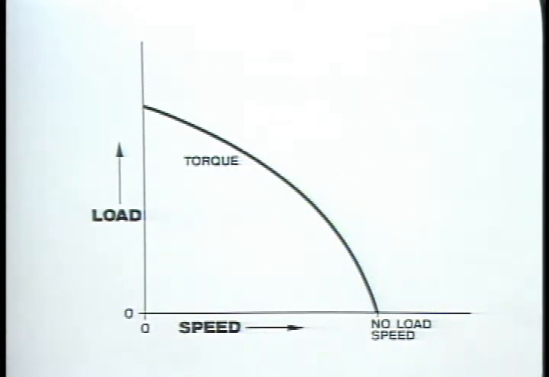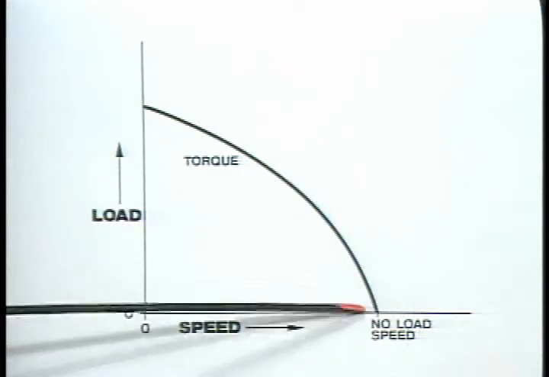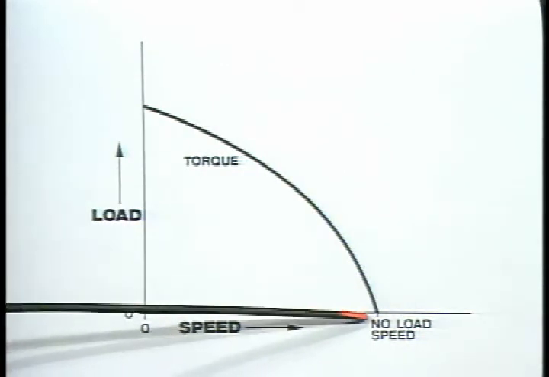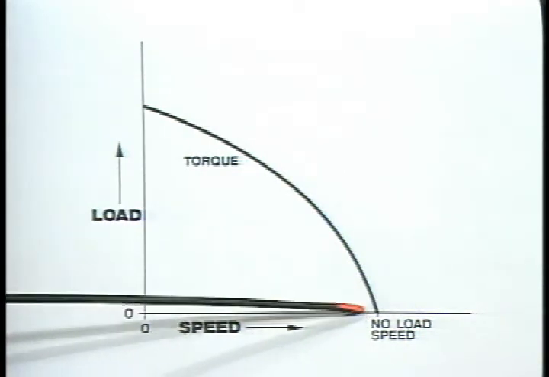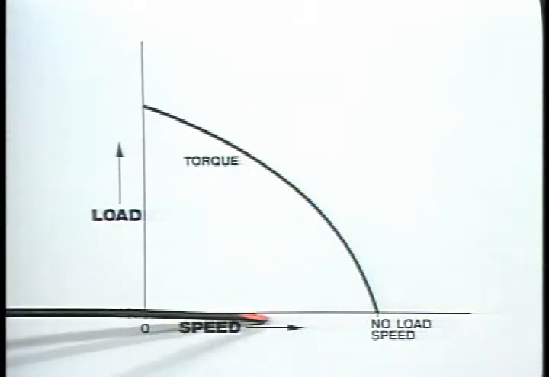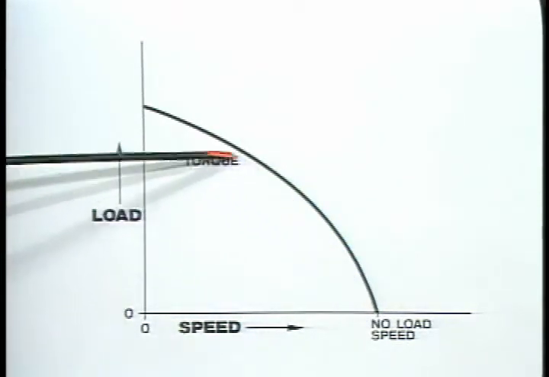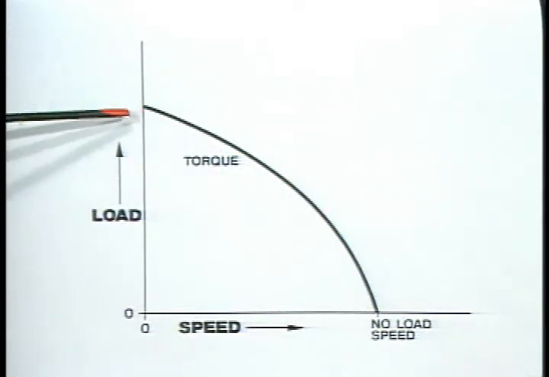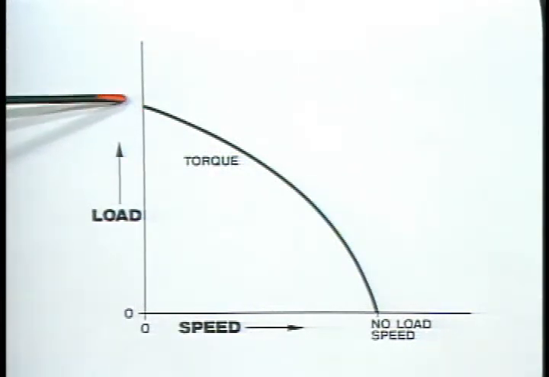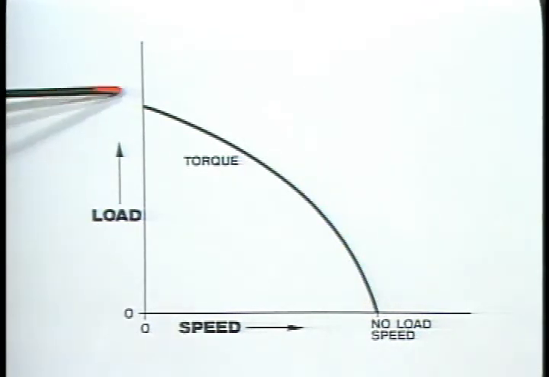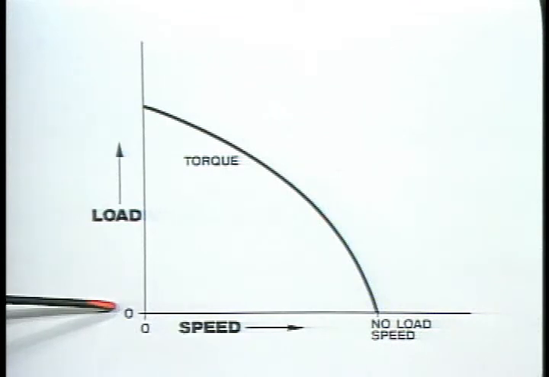Notice how load torque is 0 at the motor's maximum or no load speed. As the motor is loaded, speed drops and torque rises to meet the demands of the load. But there is a limit, of course. A particular size motor can exert only so much torque. If a load requires more than a motor's maximum torque capability, the motor will stall.